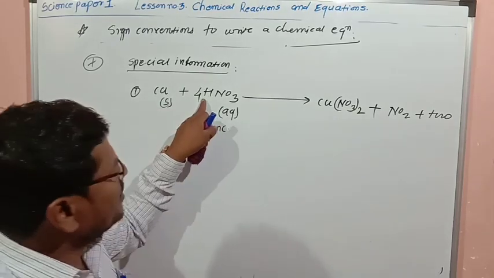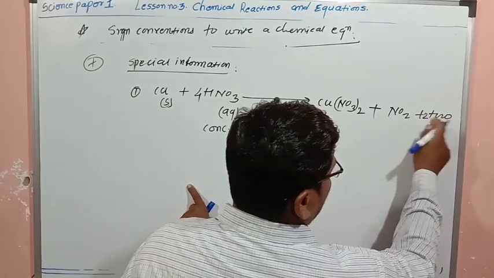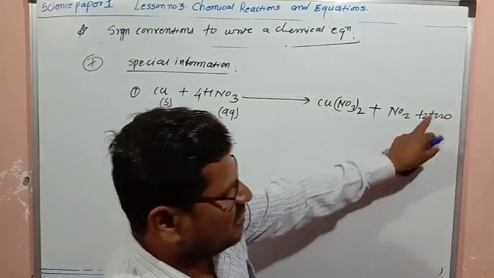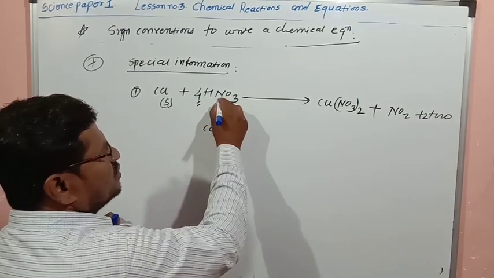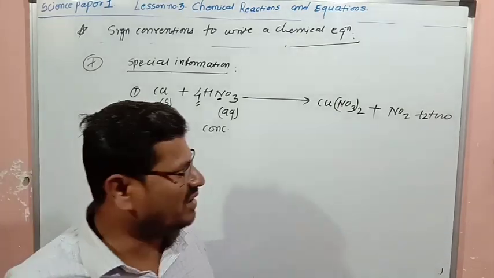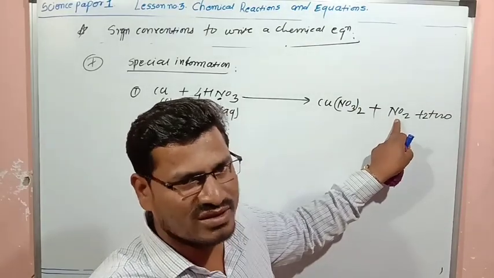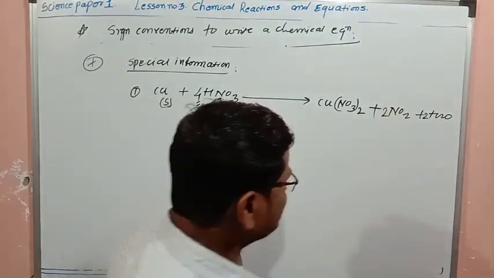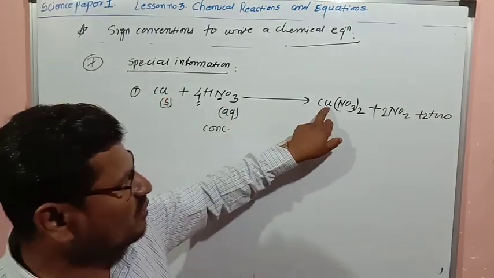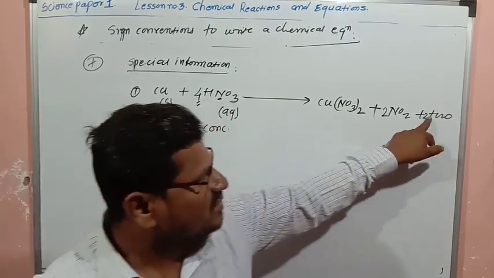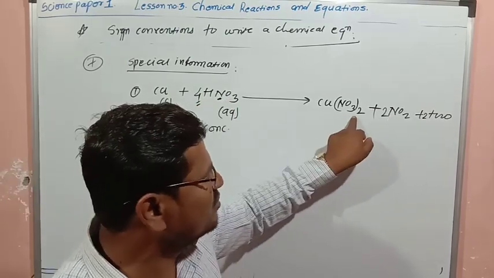So how many hydrogen are there? 4 are there. How many are here? 2 are there. What you can do? 2 2s are 4. Another thing, how many nitrogen are there? 4 into 1, that means 4 nitrogen are there. And here how many are there? 2 are there. 2 multiplied by 2, and here 2 is necessary, so you can write here 2. So we'll check whether the chemical equation is balanced or not. Cu 1, Cu 1, 4H, 2 2s are 4H, 4N, 2N plus 2N, 4N.